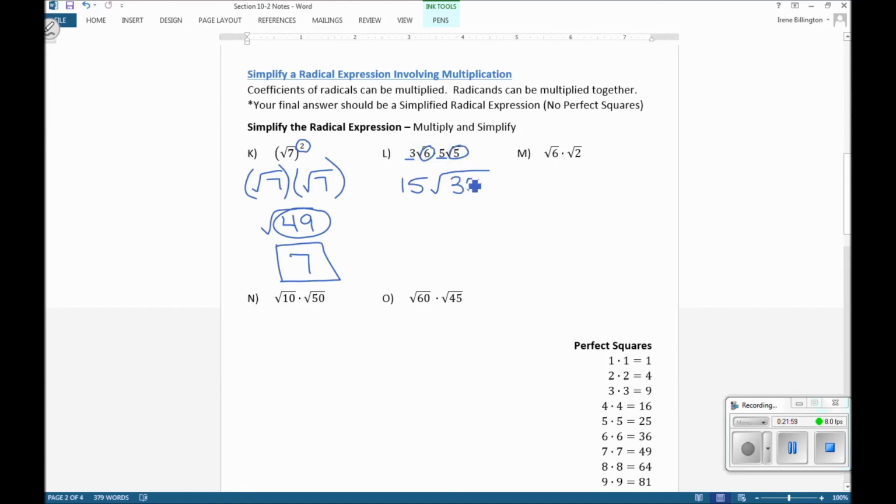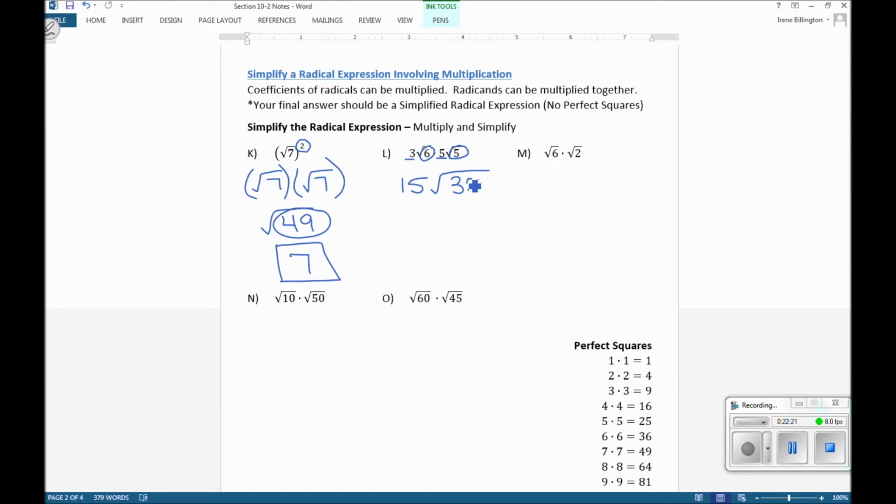Okay, at this point we need to stop and think, hey, can I simplify this expression any farther? And the answer here is no, because 30 has factors of 2, 3, 5, 6, and 15. None of those are perfect squares. You do need to mentally think that through, but it's not. So 15 times the square root of 30 is going to be your final answer.